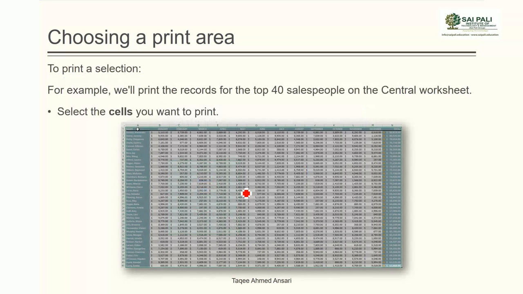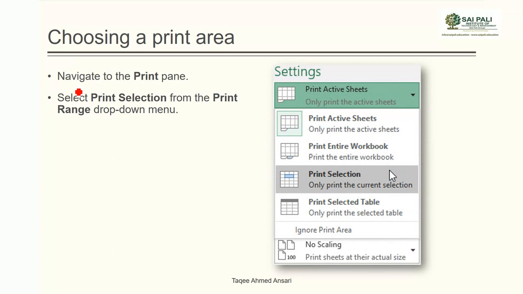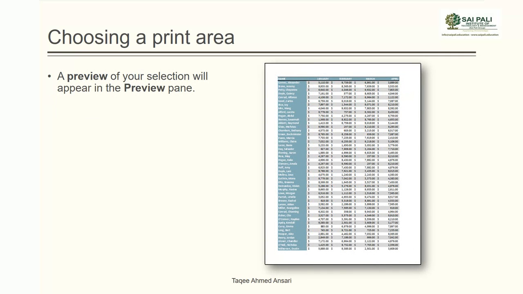Another thing is that you can print a selection only. So suppose you want to print only 40 records here, I have records of salespeople, and I want to print only 40. I don't want all the records. So what I can do is select the records which I want to print, and then I go again to the Print pane, in the Settings tab, in the print range command, and here I will select Print Selection. So it will only print the selection which I have selected.